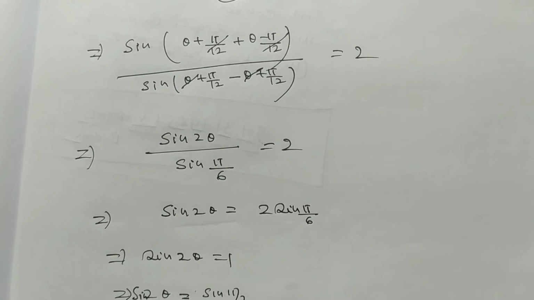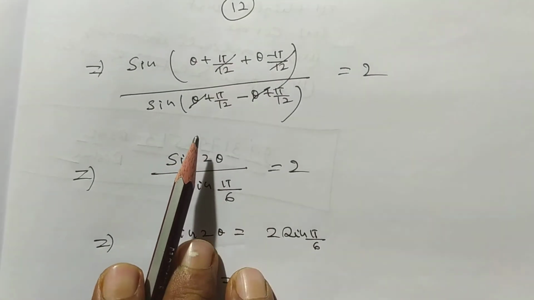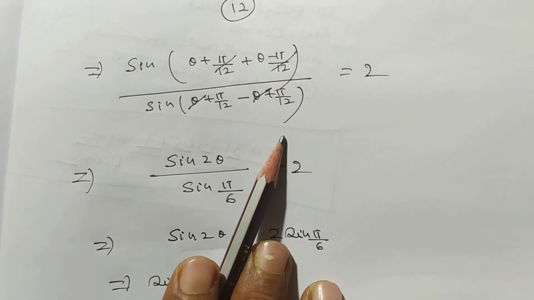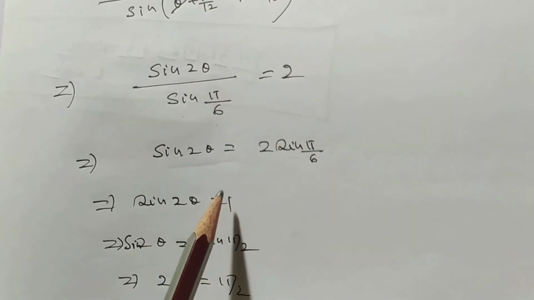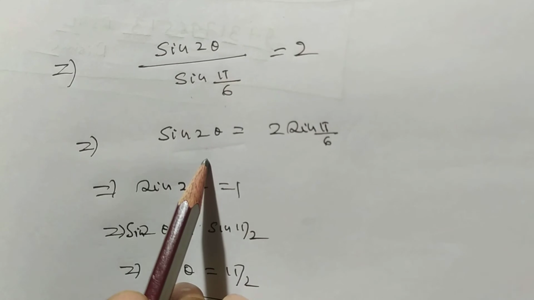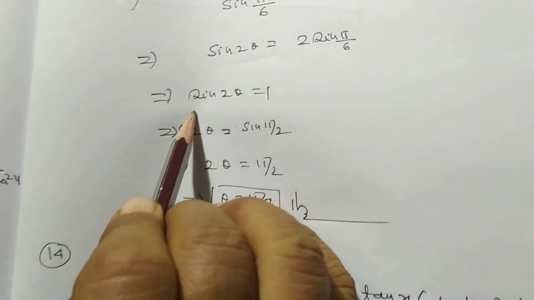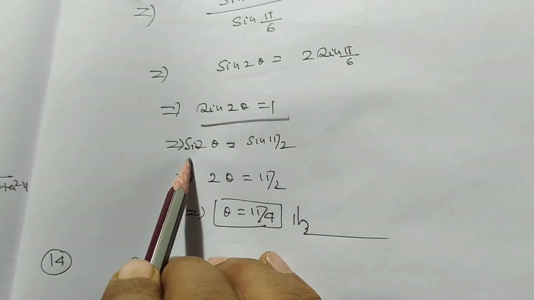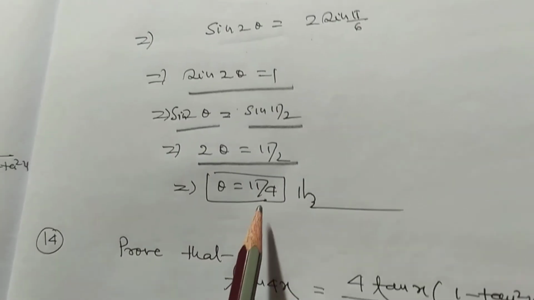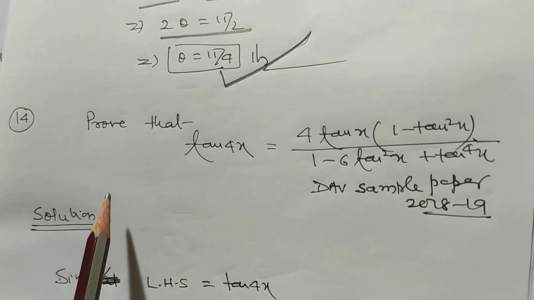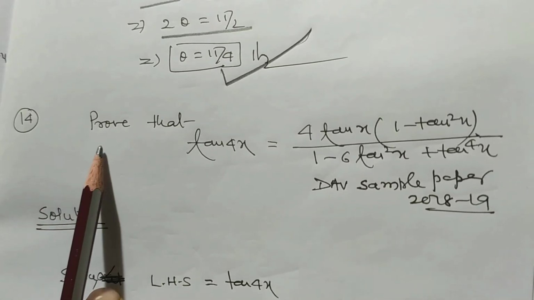Now it will be sin of angle A plus B, and here sin of angle A minus B formula. So it will be sin 2 theta upon sin pi by 6 is equal to 2. Sin 2 theta is equal to 2 sin pi by 6. Sin 2 theta is equal to 1. Sin 2 theta is equal to sin pi by 2. 2 theta is equal to pi by 2. So theta is equal to pi by 4. Now I want to discuss problem number 14.